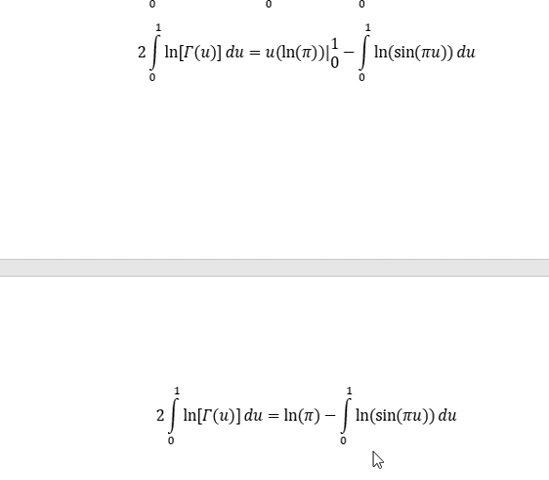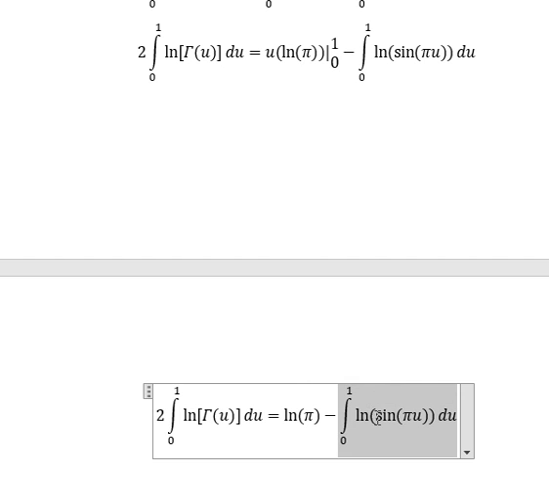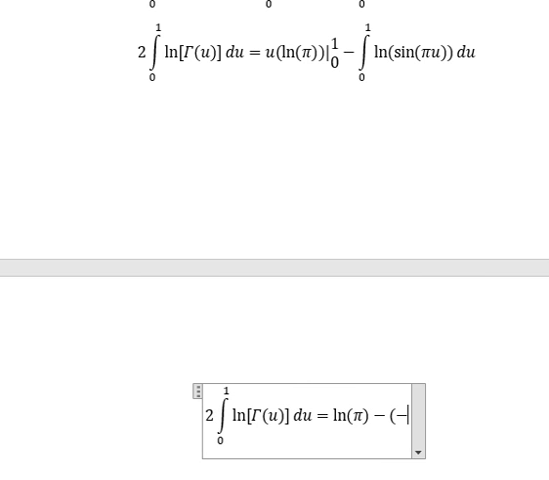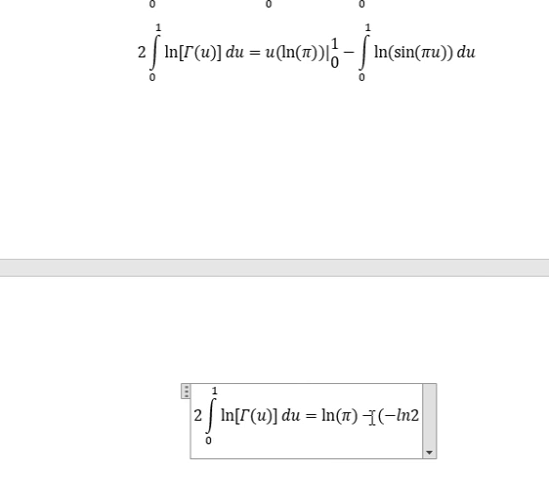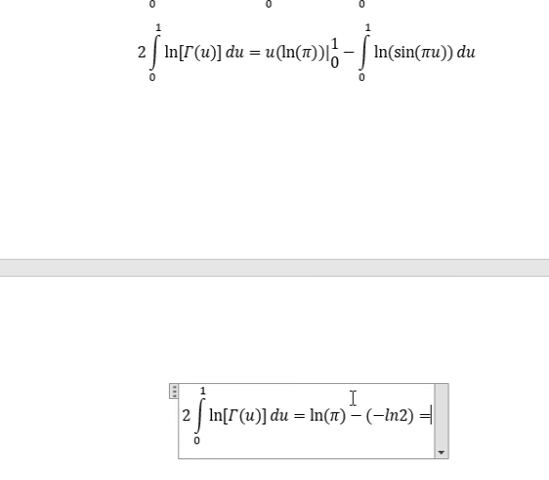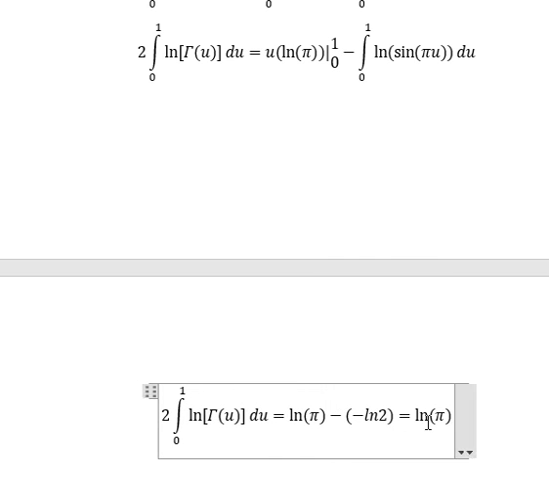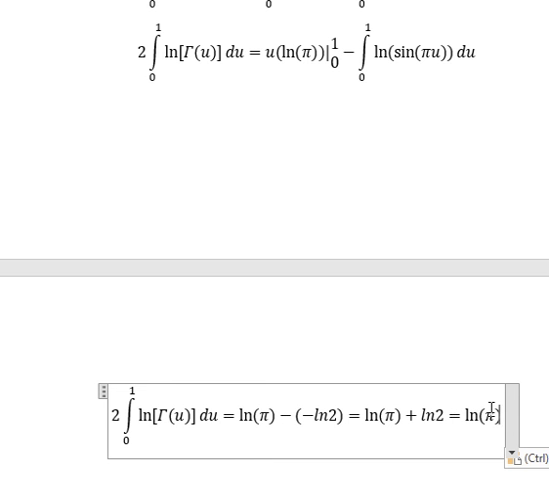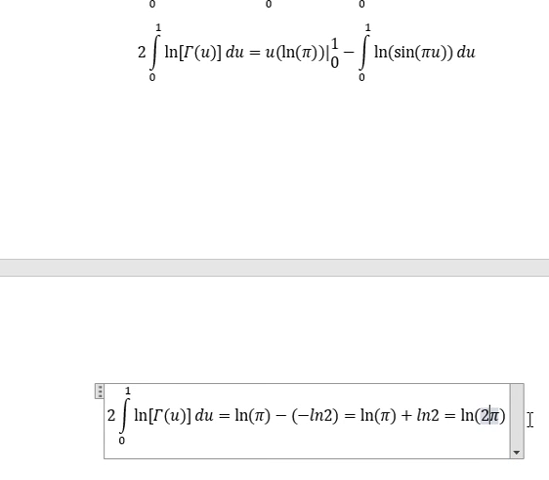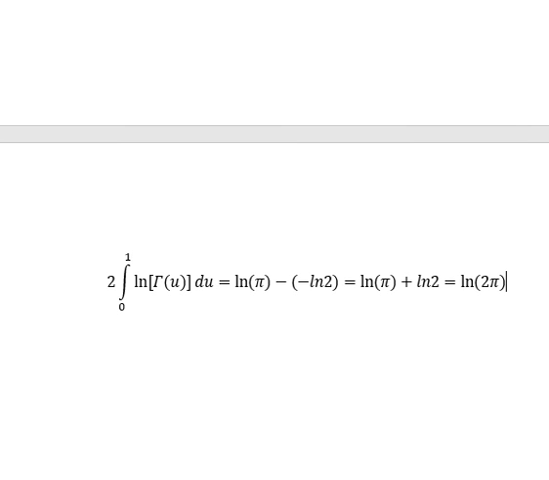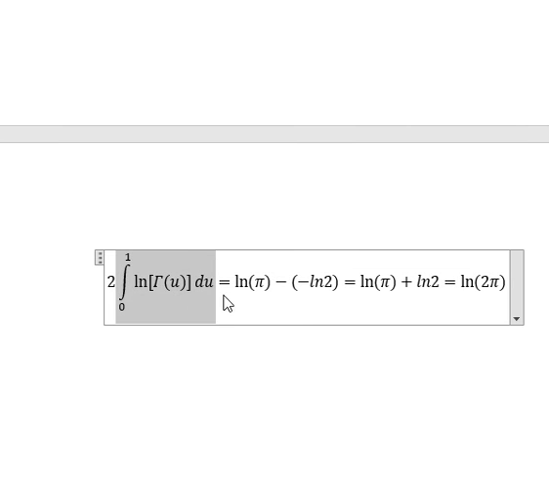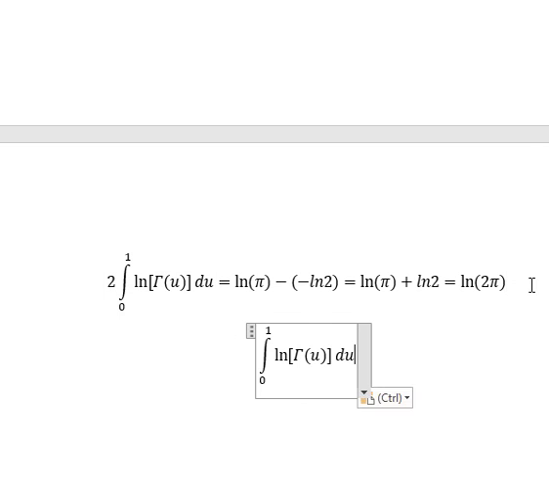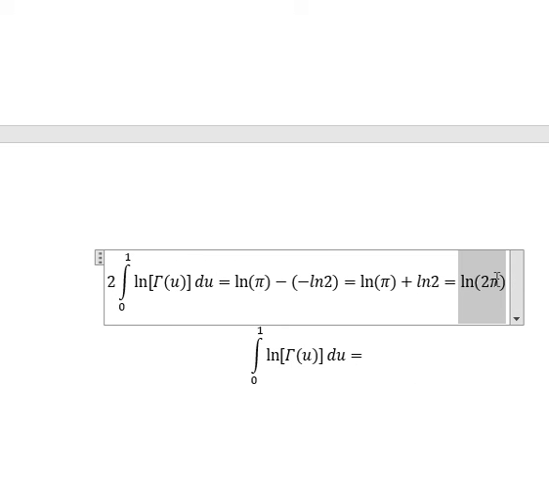This one, if you calculate it, you will get negative ln 2. So negative and negative, you get positive. So we can write ln 2b. And now we divide both sides by 2, and we got the final answer.